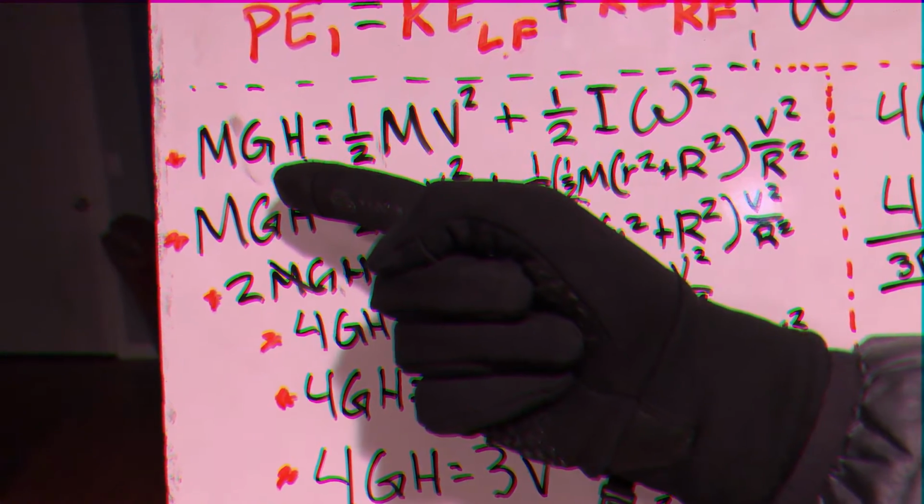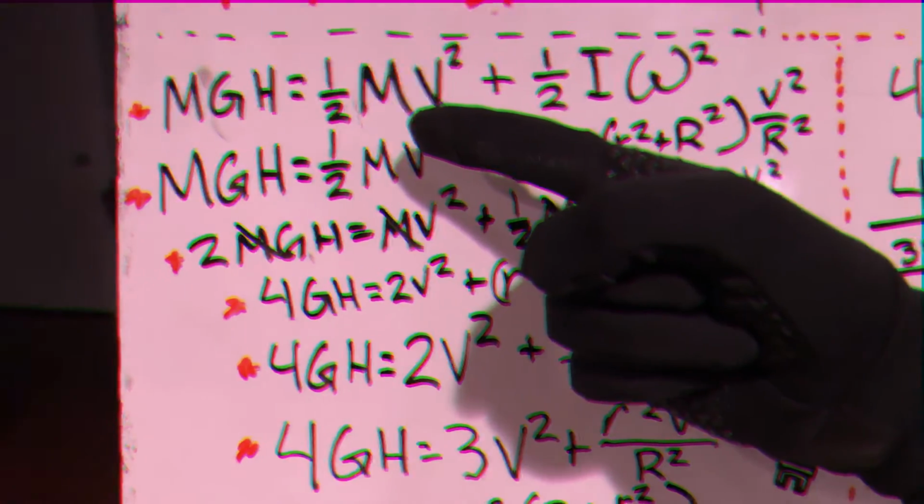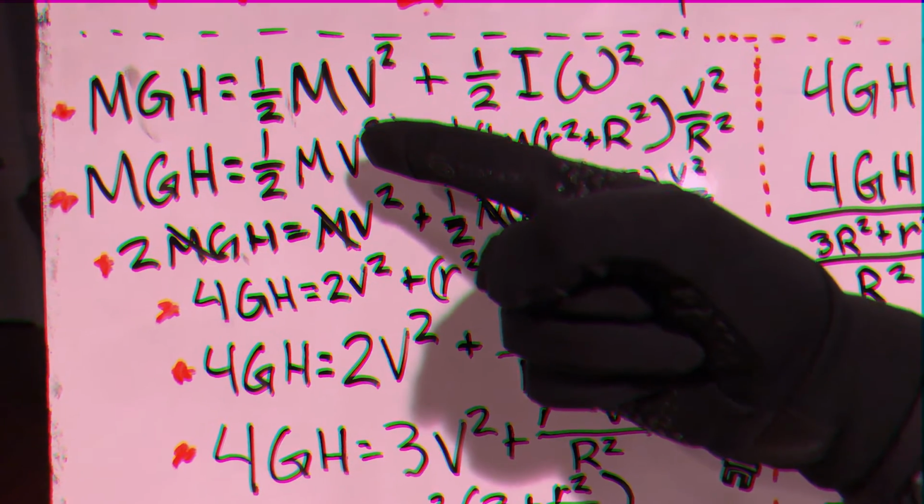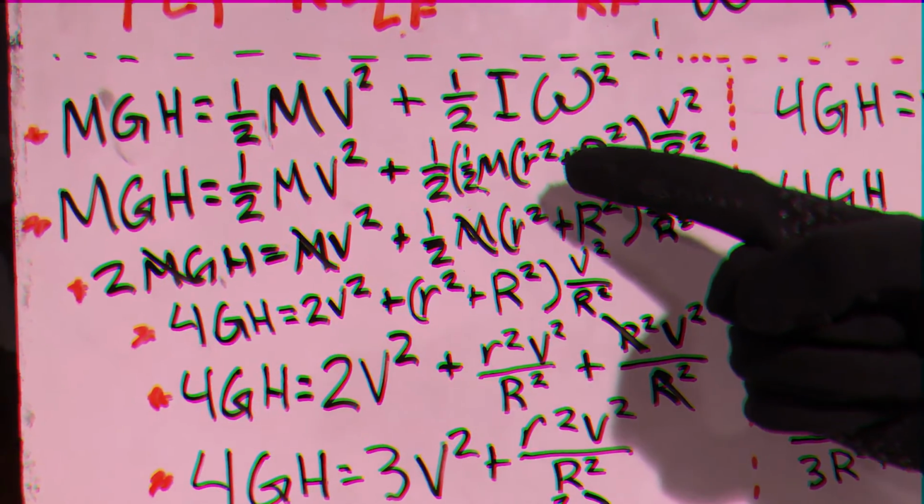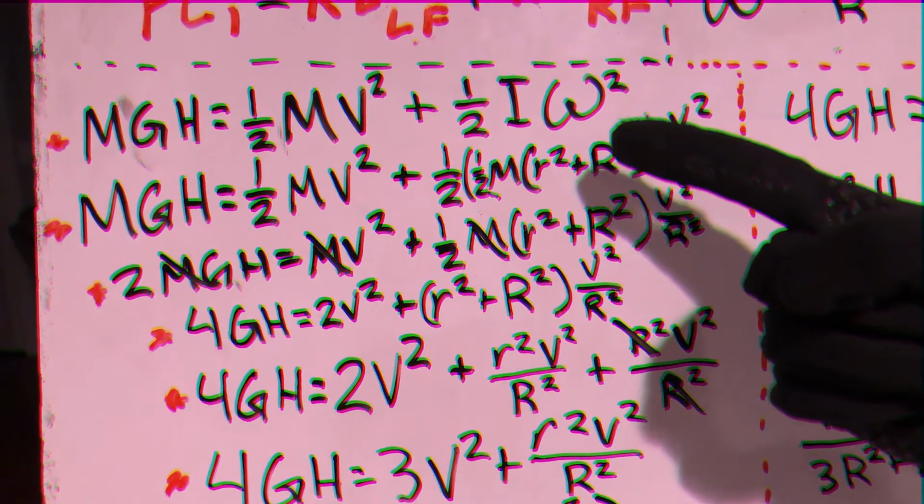mgh is equal to potential energy for gravity. Kinetic energy linear is equal to 1/2 mv squared. Kinetic energy rotational is equal to 1/2 times the moment of inertia times the angular velocity squared.